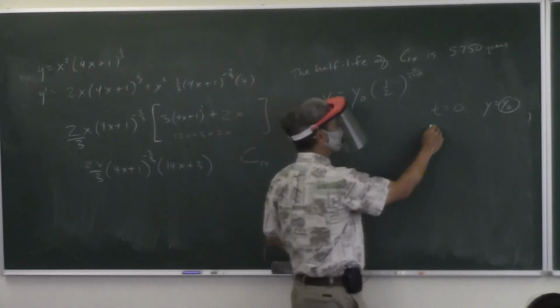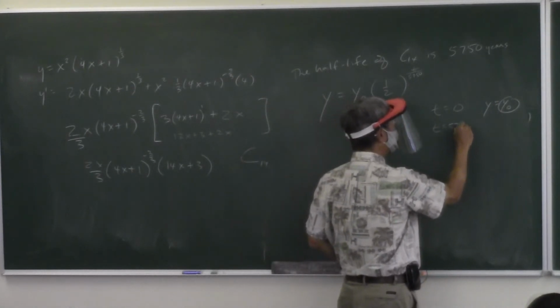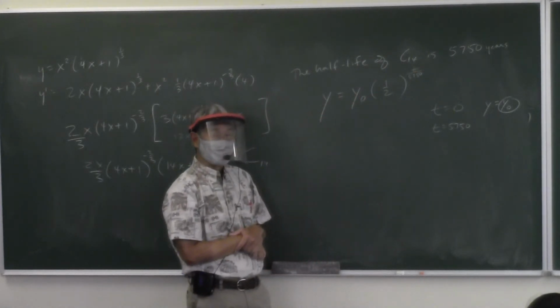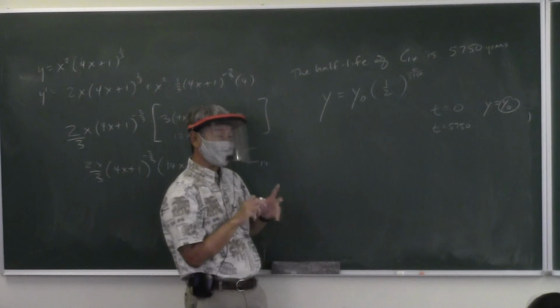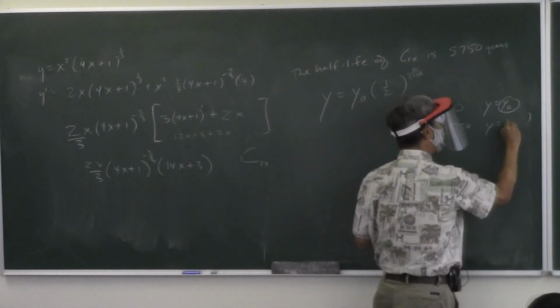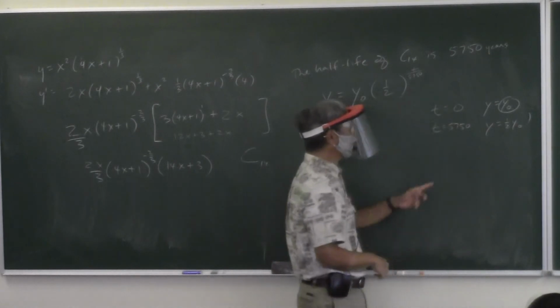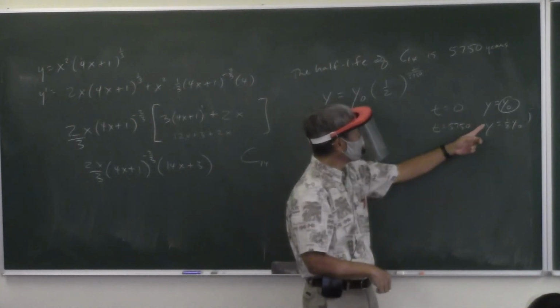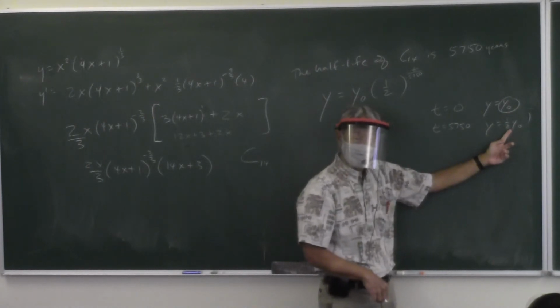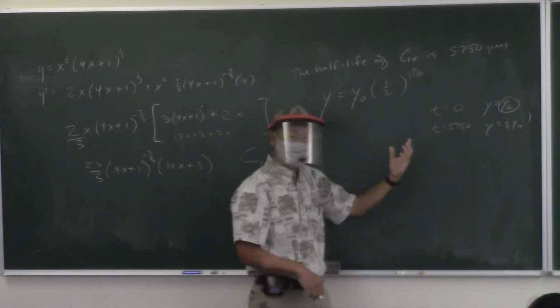What happens when you plug in 5750 for t? What is 5750 over 5750? 1. What is 1/2 to the 1? 1/2. So what do you get? You get y equals 1/2 y naught. See, so it takes 5750 years for whatever amount you started with to decay to half of it. That's how you get these numbers.